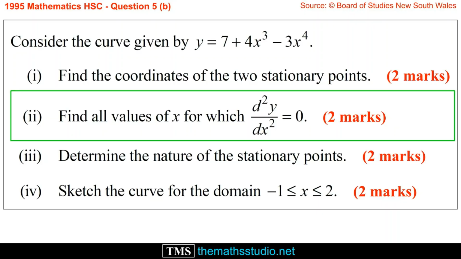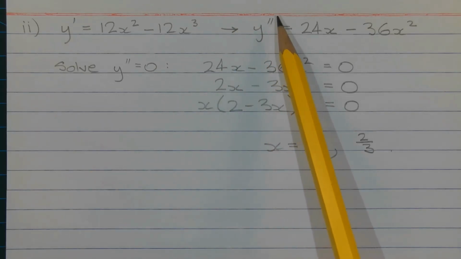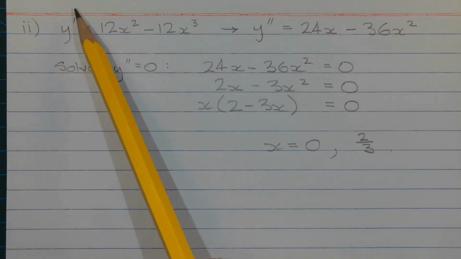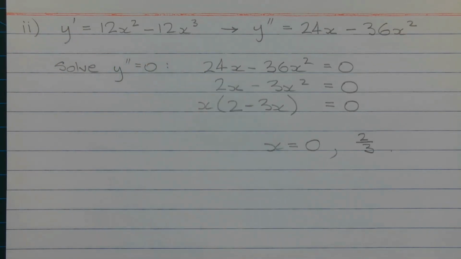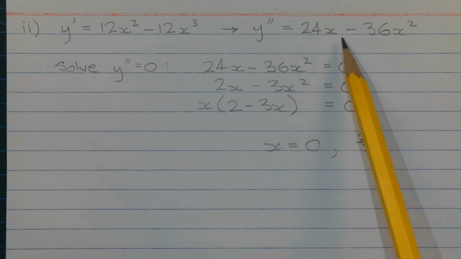Part 2. Find all values of x for which d squared y over dx squared equals 0. To find the second derivative, d squared y over dx squared, or y double dash, we can differentiate the first derivative that we found in part 1. So from part 1, the first derivative y dash equals 12x squared minus 12x cubed. Differentiating y dash with respect to x, to get y double dash, we get 24x minus 36x squared.